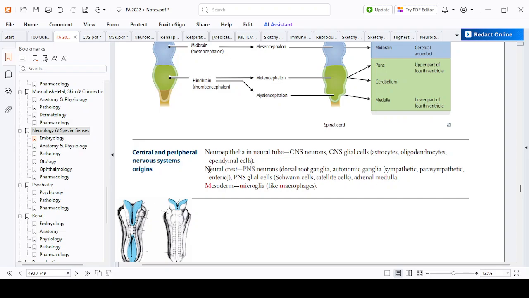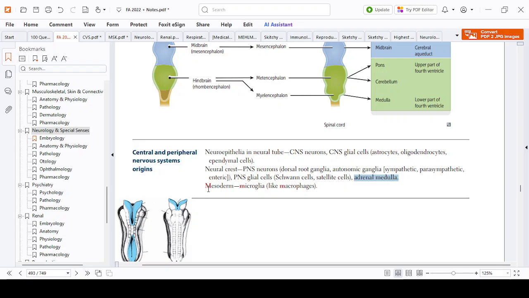And then we have the neural crest cells, which will form the peripheral nervous system, containing the dorsal root ganglion, autonomic ganglion that contains the sympathetic, parasympathetic, and the enteric, and the peripheral nervous system glial cells like the Schwann cells, satellite cells, and adrenal medulla. So the myelination in the peripheral nervous system is done by the Schwann cells, while in the central nervous system the myelination is done by the oligodendrocytes. All these structures arise from the neural crest cells, and if there is any problem with the neural crest cells, that will lead to abnormalities of these structures.